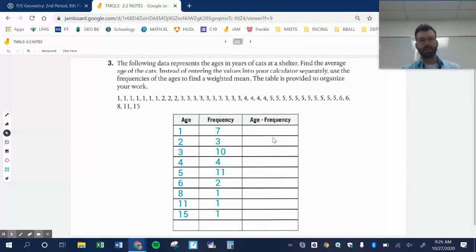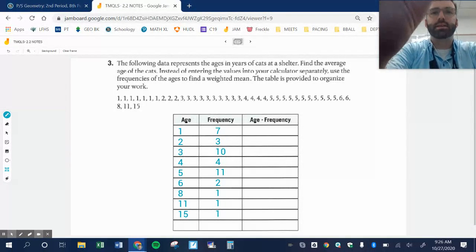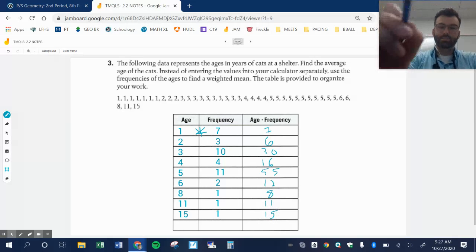Okay, so this last column, all we're going to do is multiply our age times our frequency, like it says there at the top. So I'm multiplying straight across. 1 times 7 is 7. 2 times 3 is 6. 3 times 10 is 30. 16. 55. 12. 8. 11. 15. Okay, in the bottom here, I'm going to find the sum.